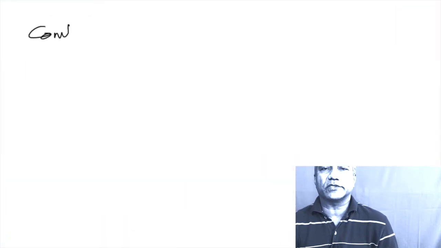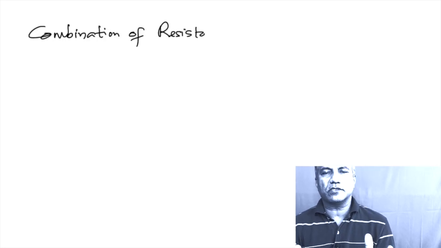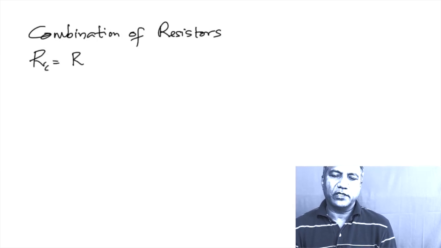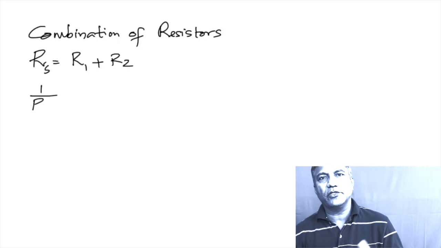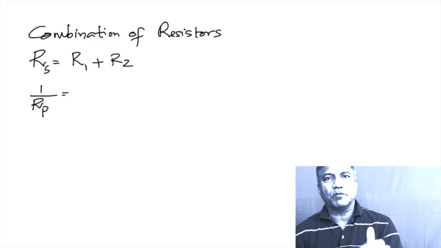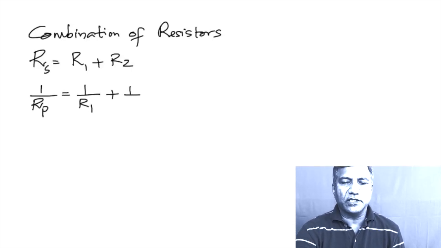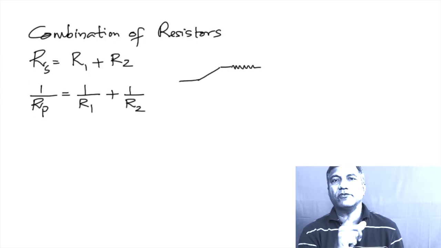And finally, I just wanted to review combination of resistances. Resistances can be connected either in series or in parallel, or you could also have a mixed connection. So if resistances are in series, to get the total resistance, you just add them, R1 plus R2, or as many. If they are in parallel, then you go 1 by Rp is equal to 1 by R1 plus 1 by R2.